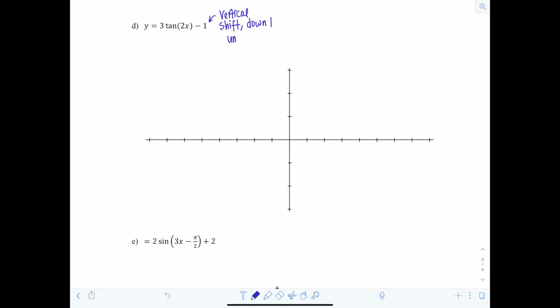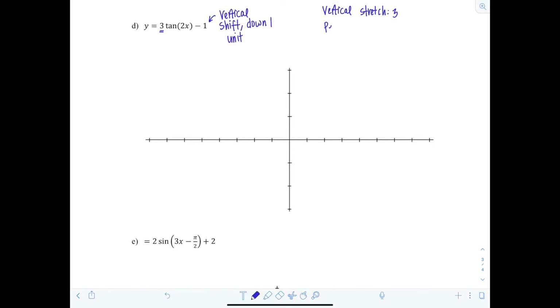So actually this graph is one that we could have done in the previous section. But I know tangent can be tricky for people, so let's go ahead and practice. So we have a vertical stretch by 3 units. Remember, tangent, cosecant, and secant do not have an amplitude. They're unbounded. So amplitude is a term we only apply for sine and cosine graphs.